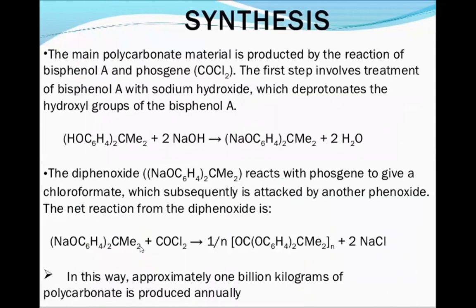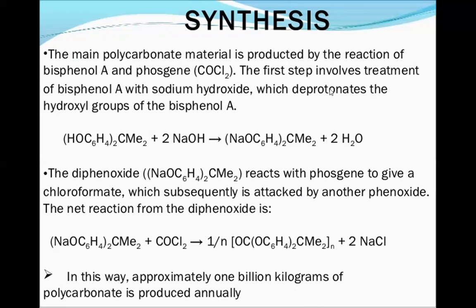Coming to the preparation or the synthesis of the polycarbonate, the polycarbonate plastic resin is produced by the reaction of bisphenol and phosgene. See, this is a phosgene structure. COCl2 is the structure of phosgene. It undergoes polymerization and forms the polycarbonate. See here, bisphenol and phosgene combined together.